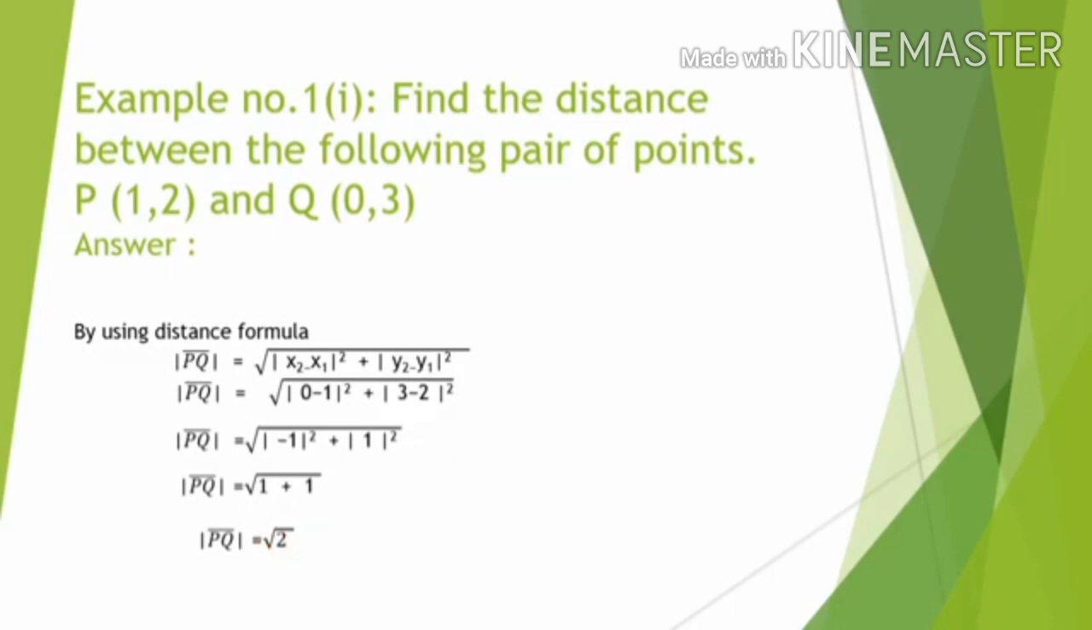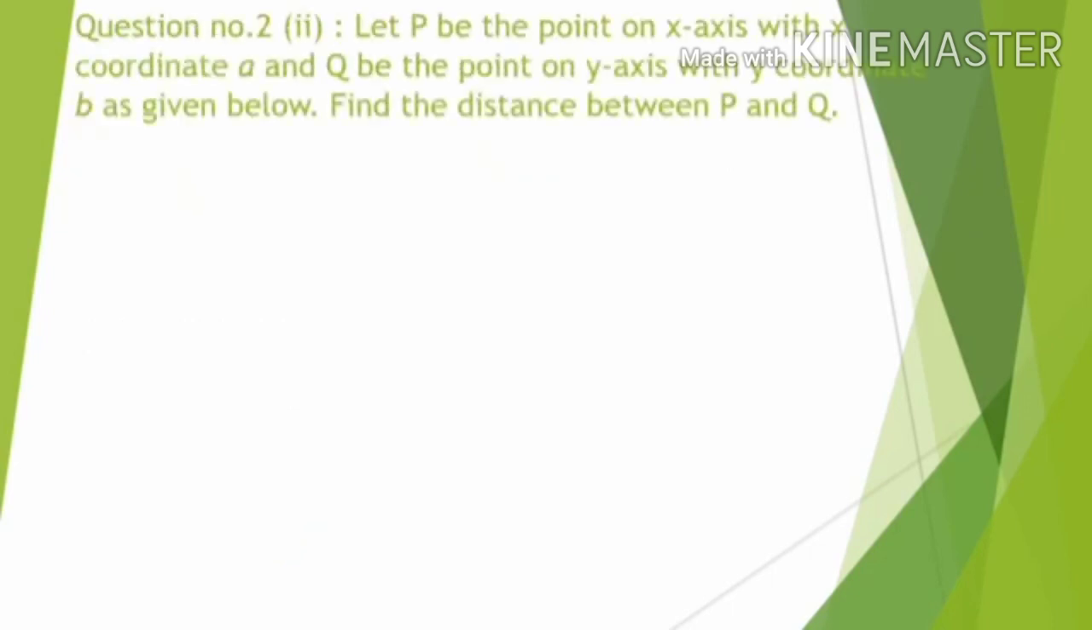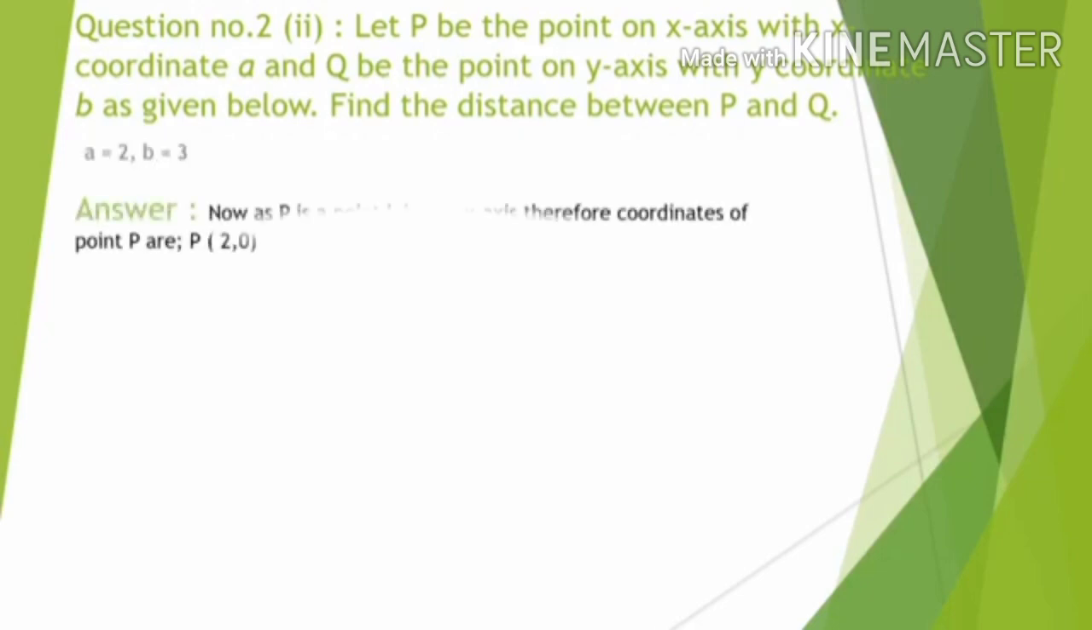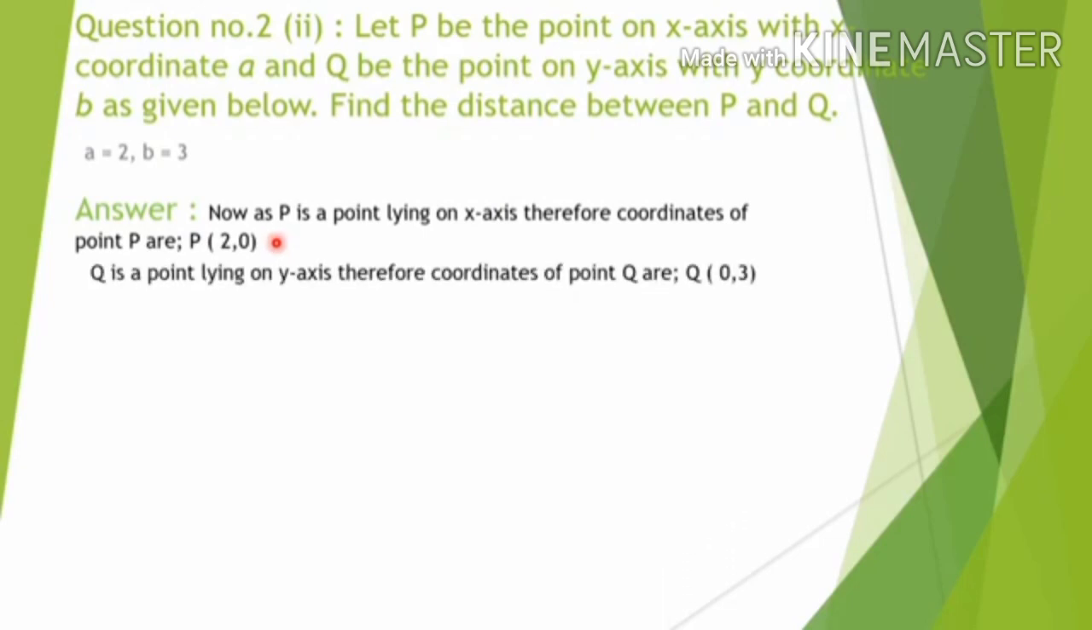Students, let us solve another question. Question number 2, part number 2 of exercise 9.1. Let P be the point on the x-axis with x coordinate A and Q be the point on the y-axis with y coordinate B. Find the distance between the point P and Q. So students, this is very simple. The point P is lying on the x-axis, therefore the coordinates of point P are (2, 0). That is, its y-coordinate would be 0. Similarly, the point Q lies on the y-axis, so definitely its x-coordinate would be 0.